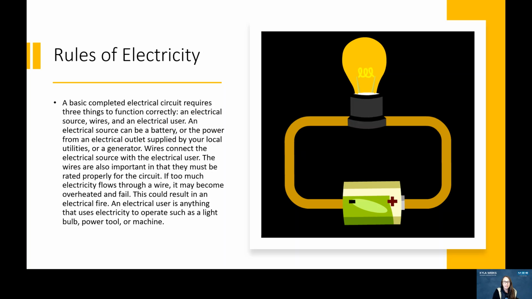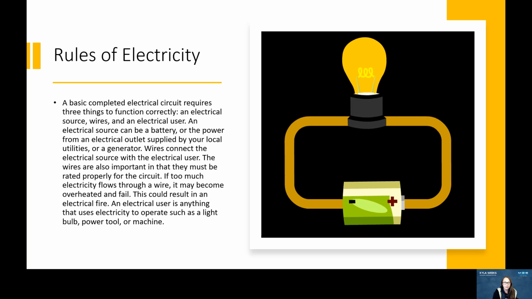A basic completed electrical circuit requires three things to function correctly: an electrical source, wires, and an electrical user. An electrical source can be a battery or the power from an electrical outlet supplied by your local utilities or a generator. Wires connect the electrical source with the electrical user.